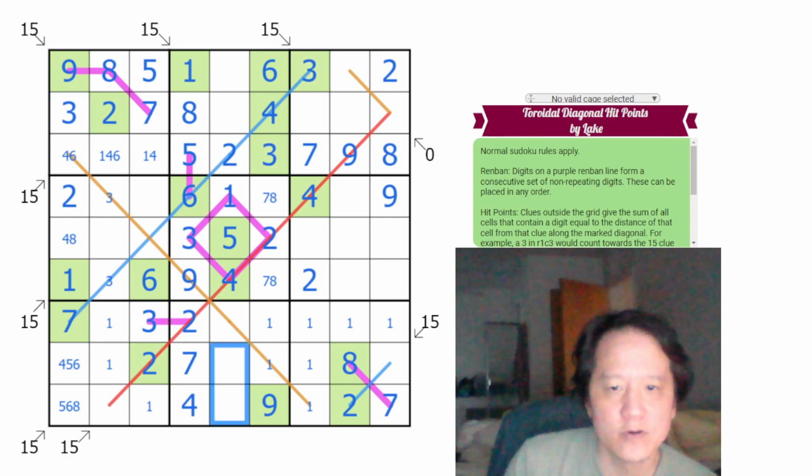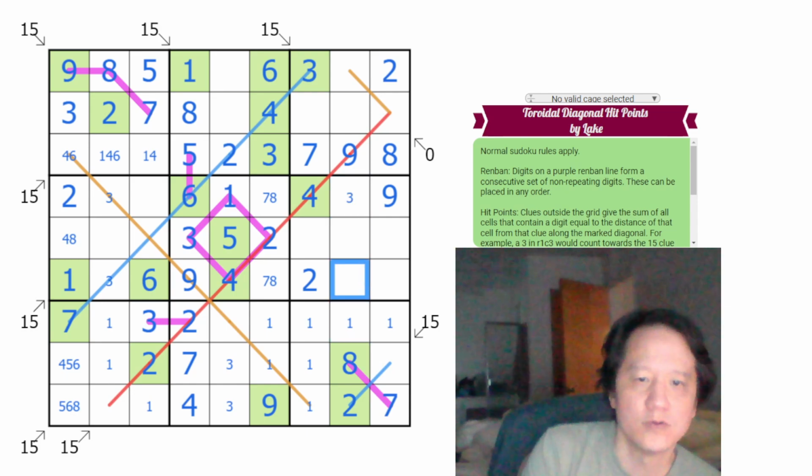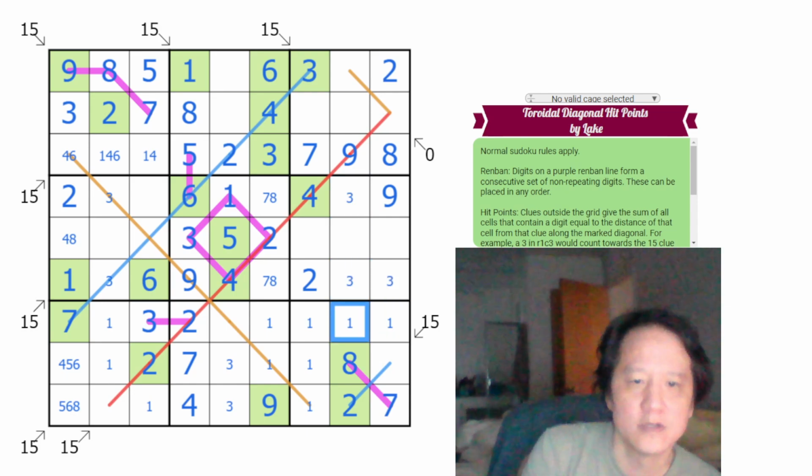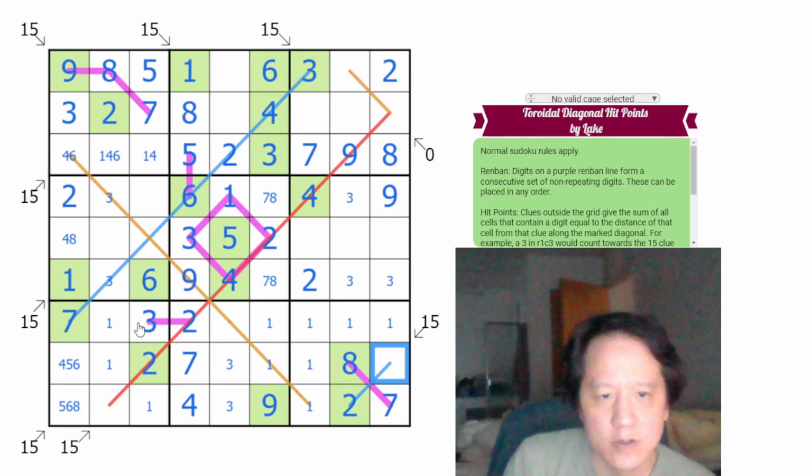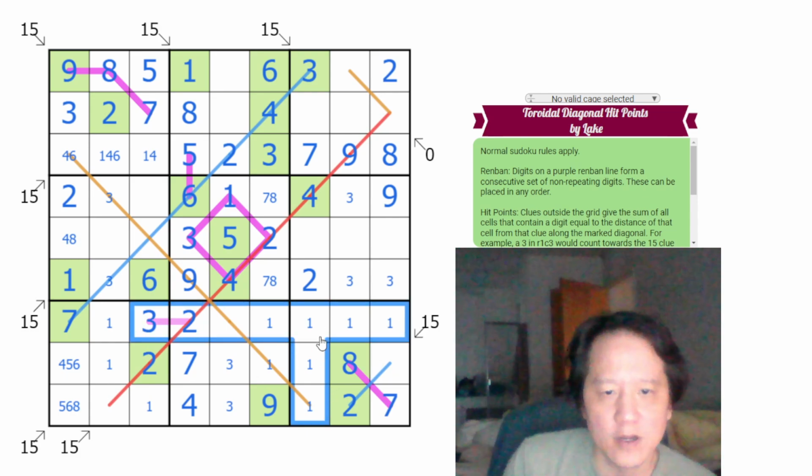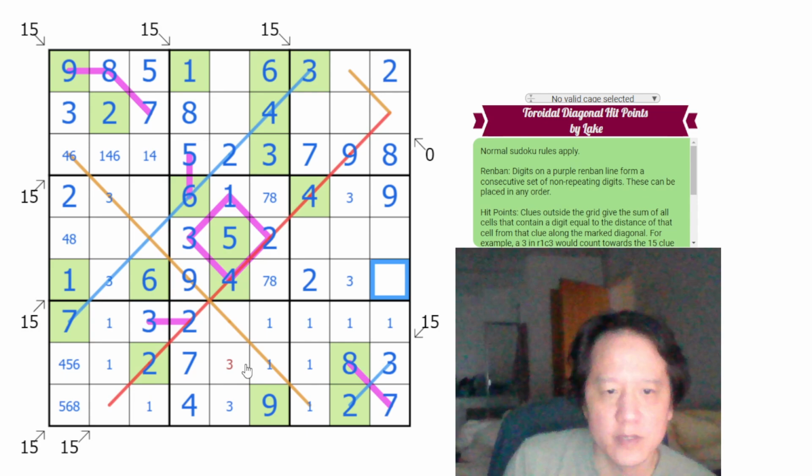We have one of those is a 3. This can't be 3. This can't be 3. So one of these 3 is a 3. This can't be 3. Oh, okay. Well, there you go. So that can't be 3. That can't be 3. Therefore, this is 3. So this can't be 3. This can't be 3. This must be 3.